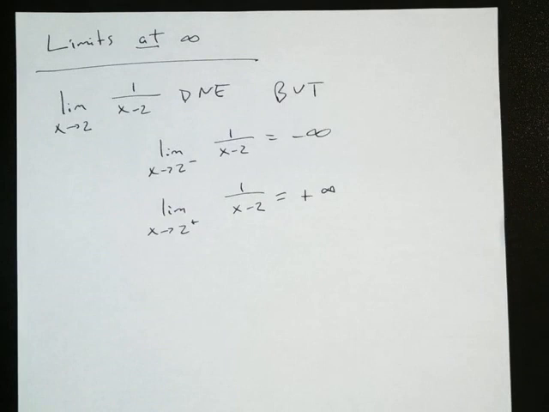Okay. But there's another remarkable feature in this picture. When I look at the graph of 1 over x minus 2, near 2, I see that. What happens away from 2?